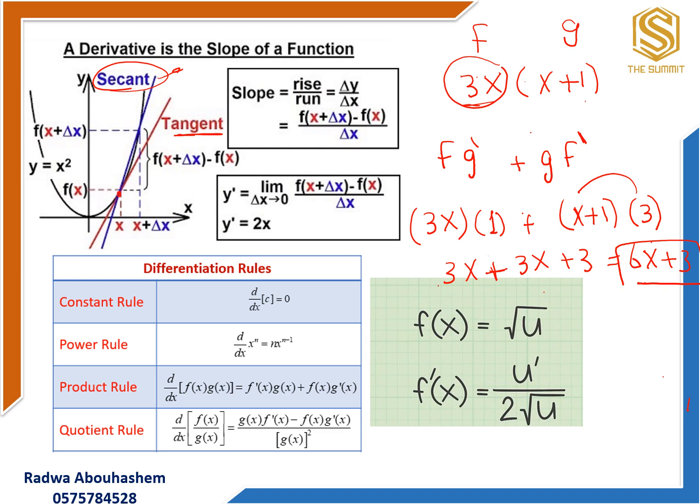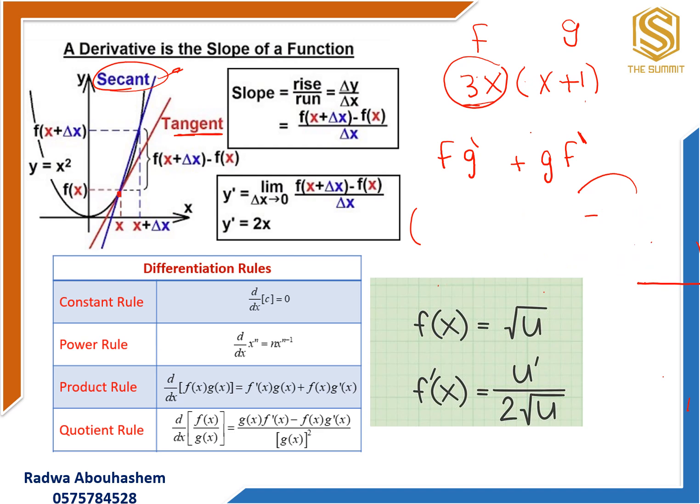Okay. Now we have also the quotient rule. We use the quotient rule when you have two functions divided by each other, when you have a rational function. So let us try to apply the quotient rule over a simple example.